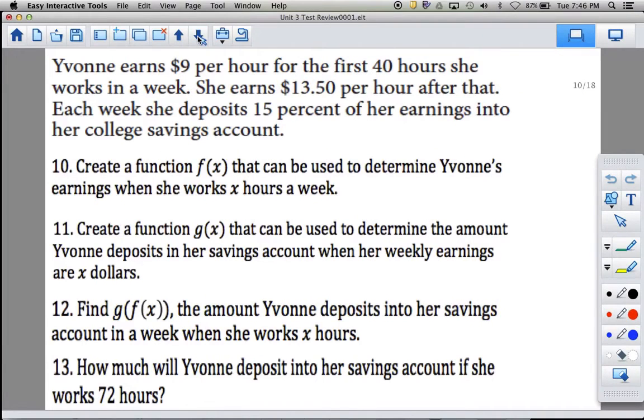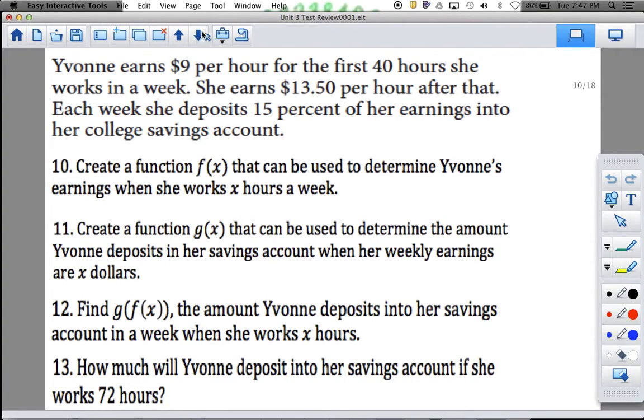Alrighty. Moving on. There are 4 questions that all have to do with the exact same problem. Yvonne earns $9 an hour for the first 40 hours she works in a week. She earns $13.50 per hour after that. Each week she deposits 15% of her earnings to her college savings account.